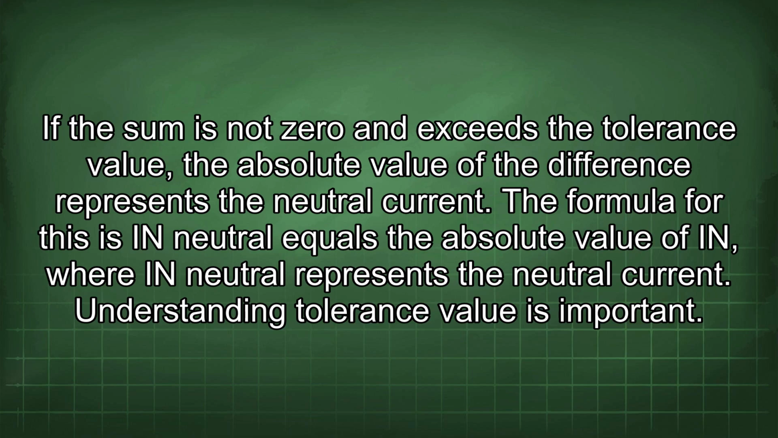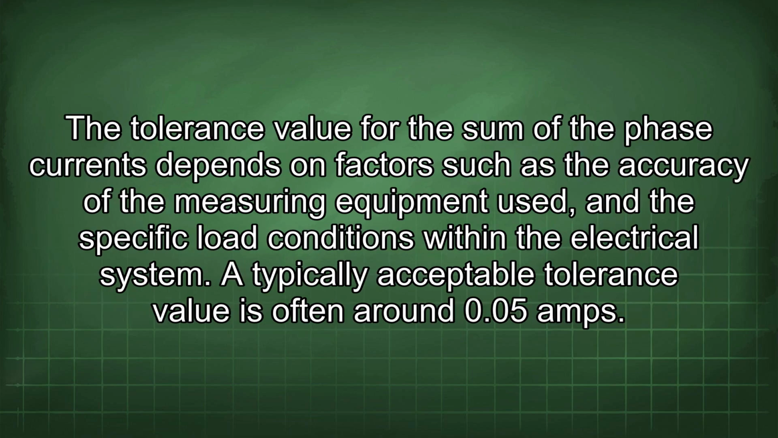Understanding tolerance value is important. The tolerance value for the sum of the phase currents depends on factors such as the accuracy of the measuring equipment used and the specific load conditions within the electrical system. A typically acceptable tolerance value is often around 0.5 amps.